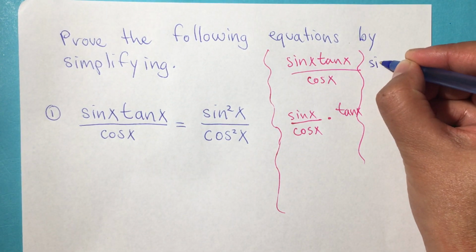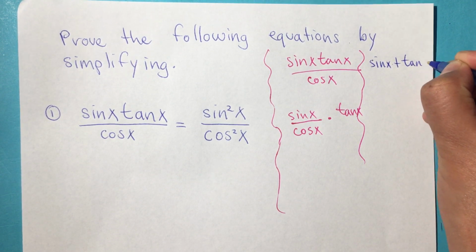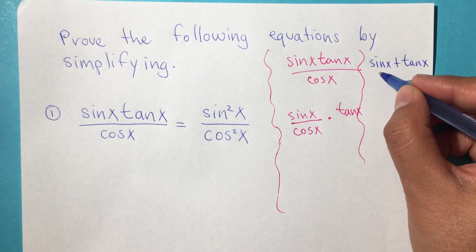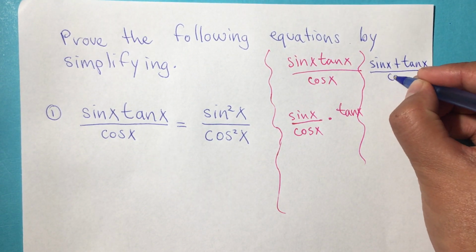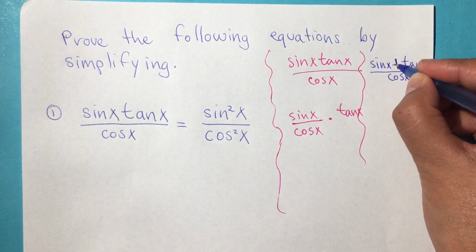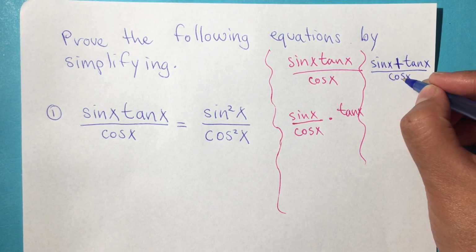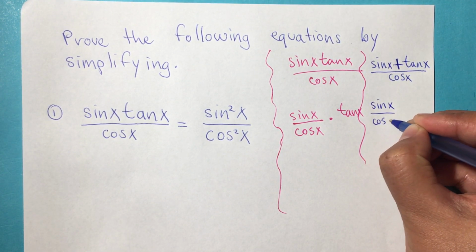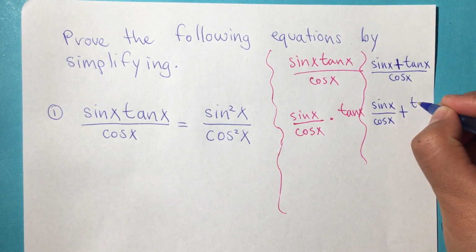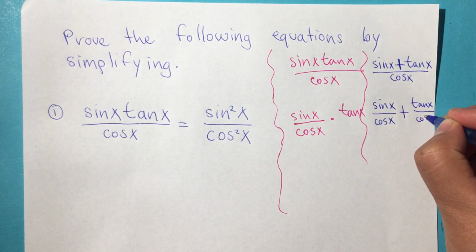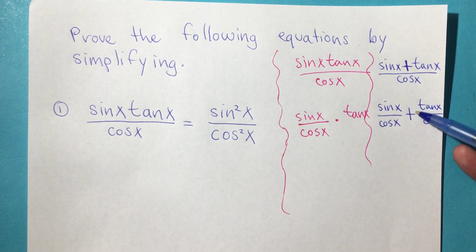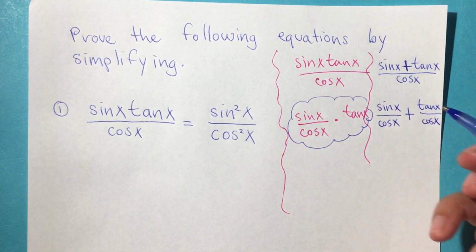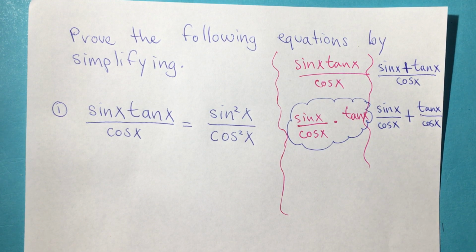But if it was an addition, and let me do it with a different color, sine of x plus tangent of x, and you're dividing by cosine of x, then because of the addition, the cosine has to be with both. It's a common denominator for both, and so that will be sine of x divided by cosine of x plus tangent of x divided by cosine of x. We're not going to use this one in here because we don't have an addition. It's just some information that will come in handy in the future.